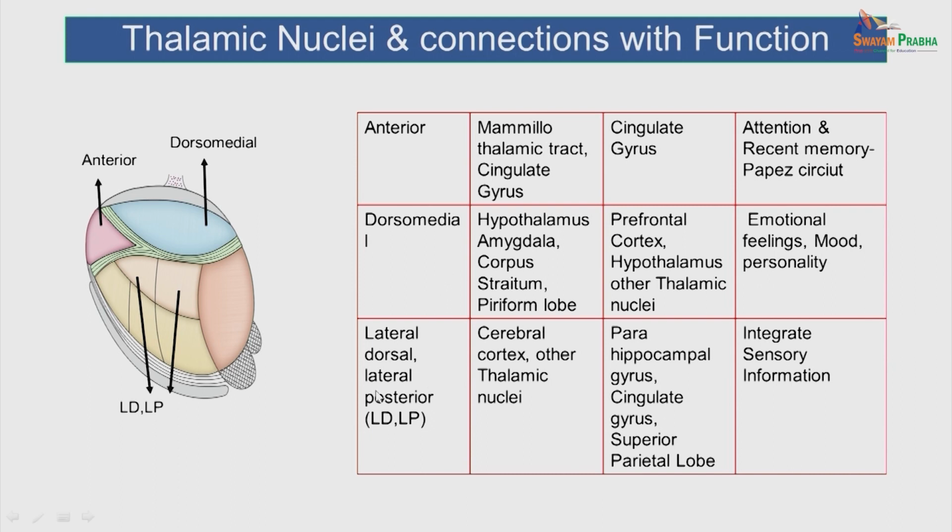Then we have the dorsolateral and the dorsal posterior nucleus, which are connected to the cerebral cortex and other thalamic nuclei. The efferents are to the parahippocampal gyrus, the cingulate gyrus and the superior parietal lobe. The main function of it is to assimilate and integrate all the sensory information.